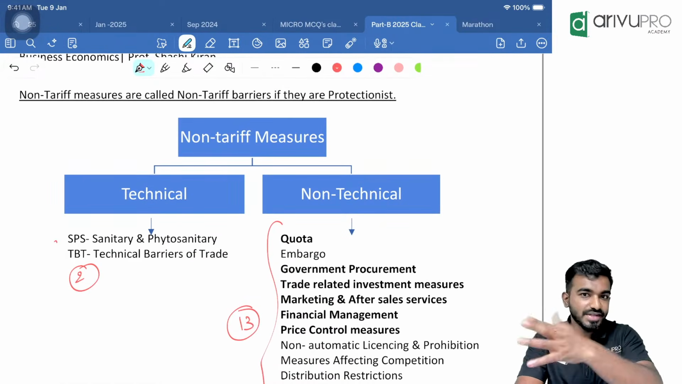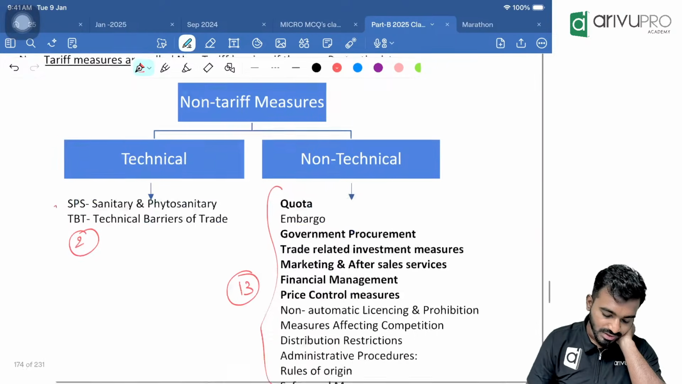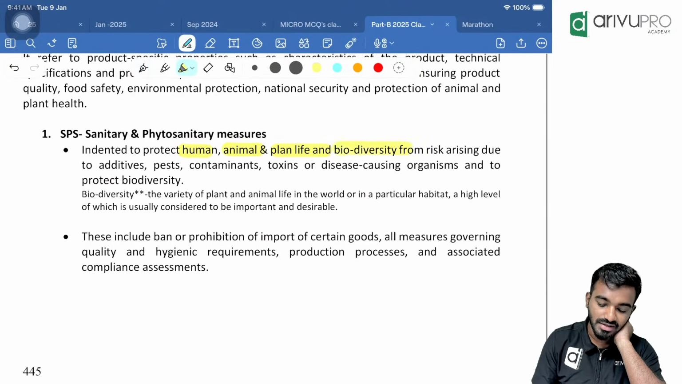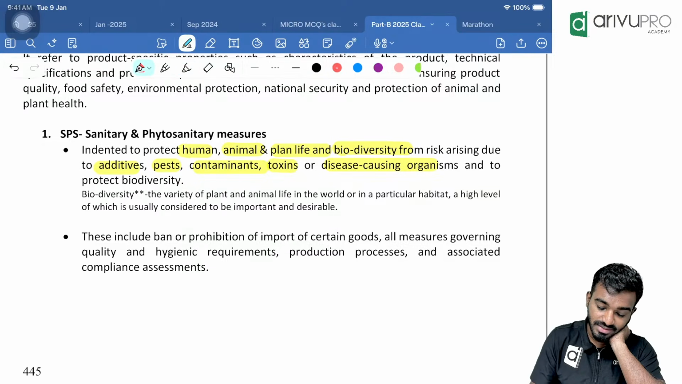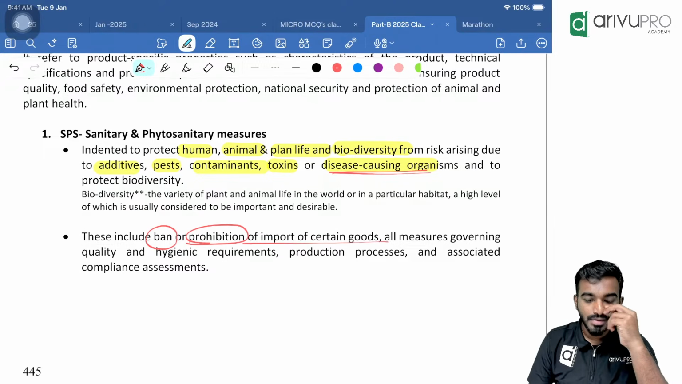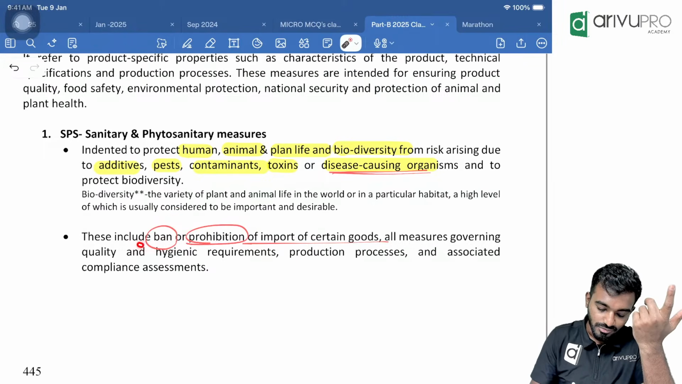Divided into 2 plus 13: technical and non-technical. Under technical, SPS, remember this. Protecting animal life, human life, plant life, biodiversity, because of any additive, pest, contaminants, toxin, or disease-causing organism. COVID-19 is a disease-causing organism. Because of this, we can make a complete ban or prohibit your product for the time being in our country. Like this, we can impose anything.